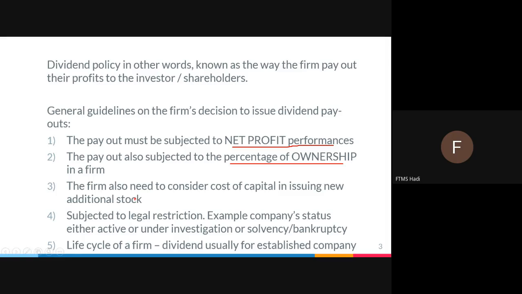The third rule: if the company wants to issue a dividend or payouts, they need to consider the cost of capital in issuing new additional stock. If they add more new stock, it will be expensive, so they will lower the dividend. But if the company is not issuing new stock in the upcoming year, or just issues a smaller amount, then a large dividend will be distributed, because they need to shift the cost somewhere else.